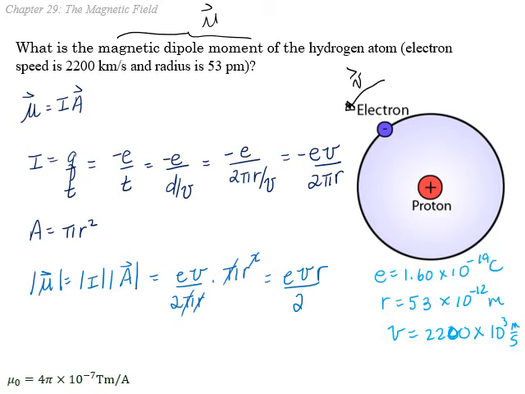Once you pop all those numbers in there, what you should get is 9.33 times 10 to the minus 24. And the units, since magnetic dipole moment is current times area, the units are amps times meters squared. We're not finished the problem yet because we still have to find direction, and we'll do that on the next slide.